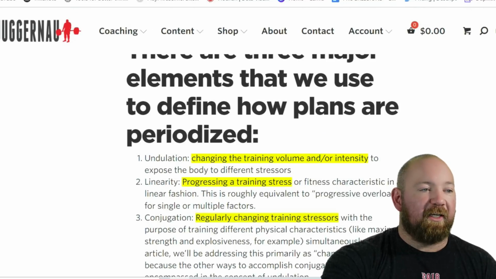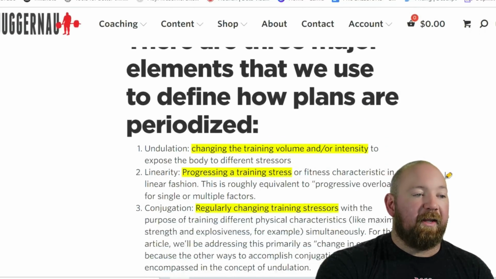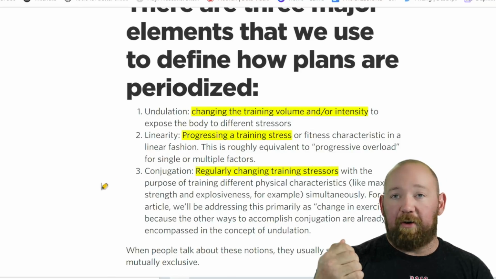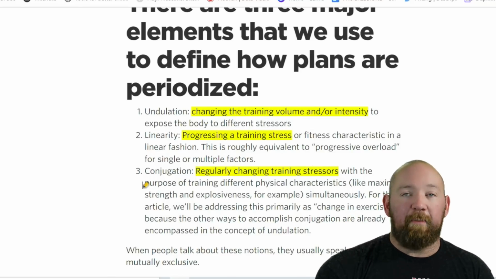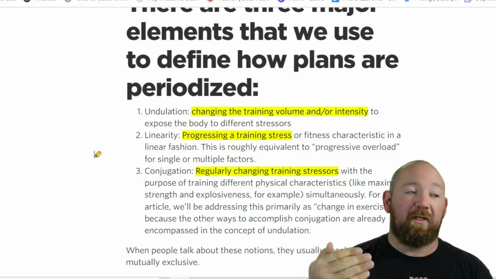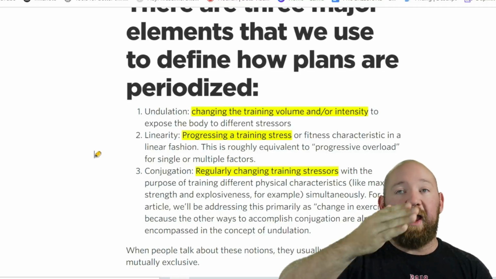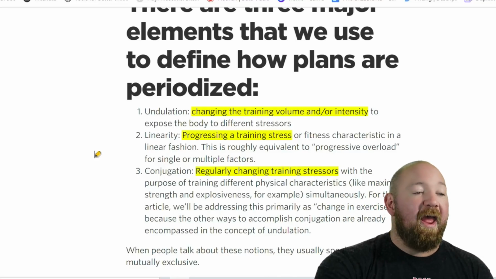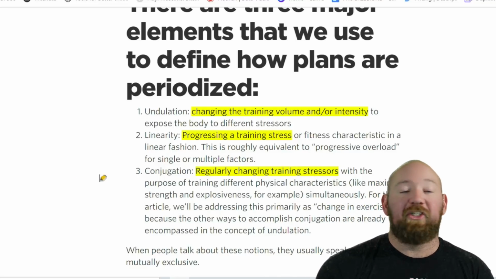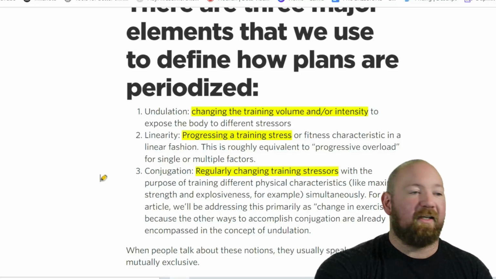And this is summed up at the end of the first installment of There's One Type of Periodization. There are three major elements that we use to define how plans are periodized: undulation, linearity, and conjugation. Those are basically placeholders for stress, recovery, and novelty. Undulation is changing the training volume and/or intensity, and that includes dropping it back when you need to recover. Linearity means progressing a training stress forward, so you have even increments that have a straight line trajectory. And then conjugation is regularly changing the training stressors. All of those have to be apparent in some capacity, no matter the program.